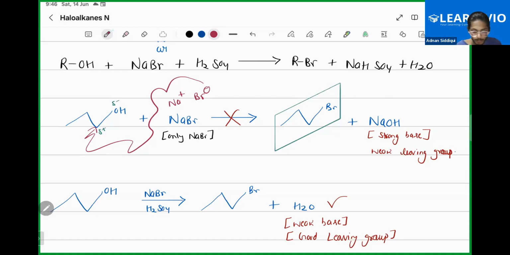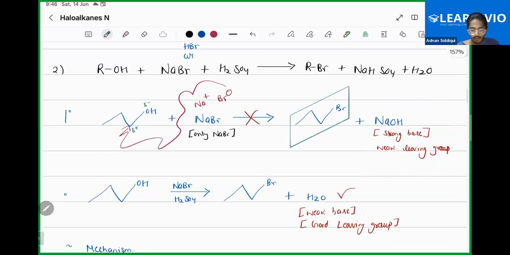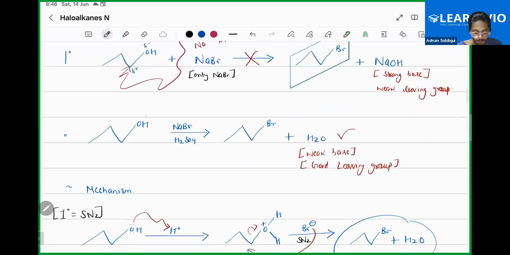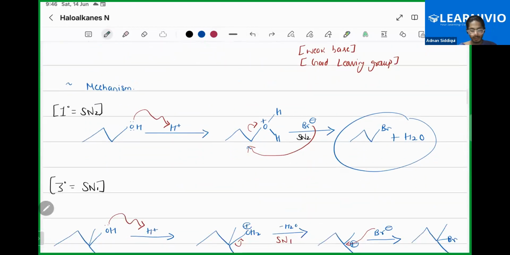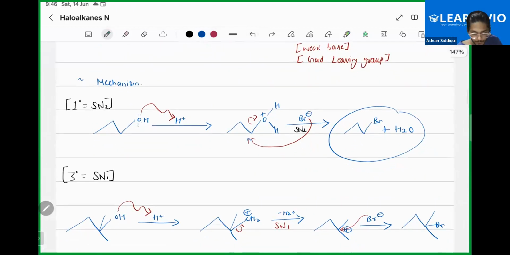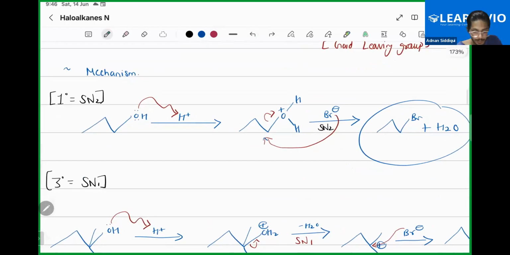This again, I will talk about later in detail. So for now, this reaction won't occur. How will this occur? We have to first convert our OH into a good leaving group. A good leaving group is H2O. Then we will go by the mechanism. This OH group will abstract the H positive, right?